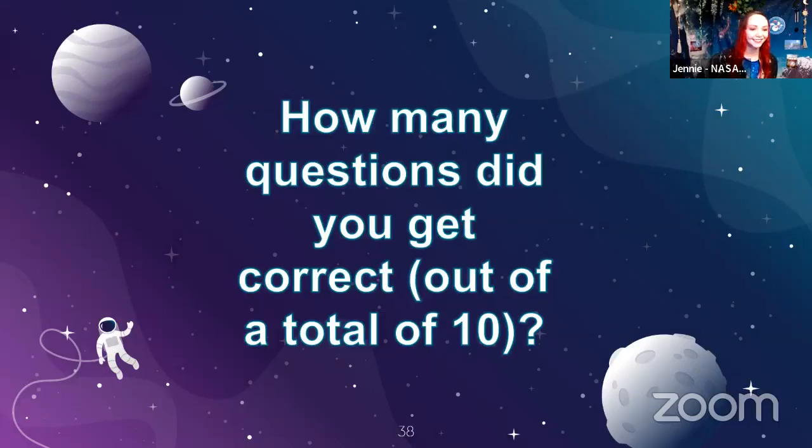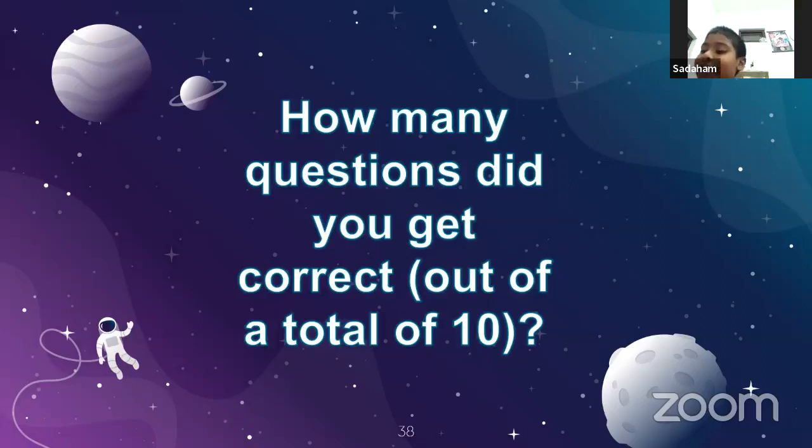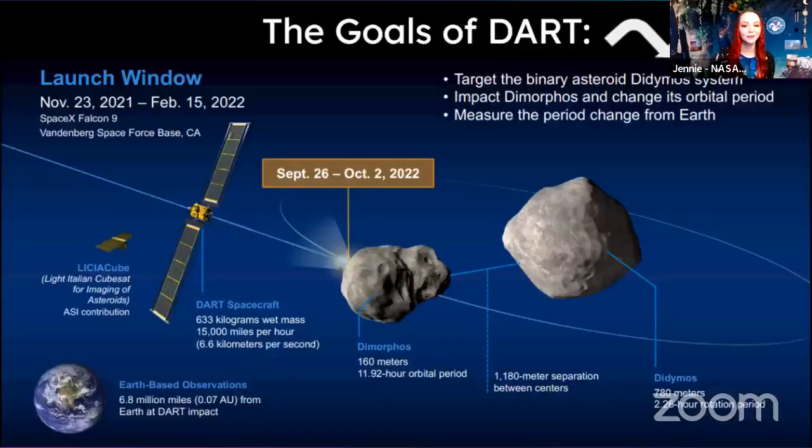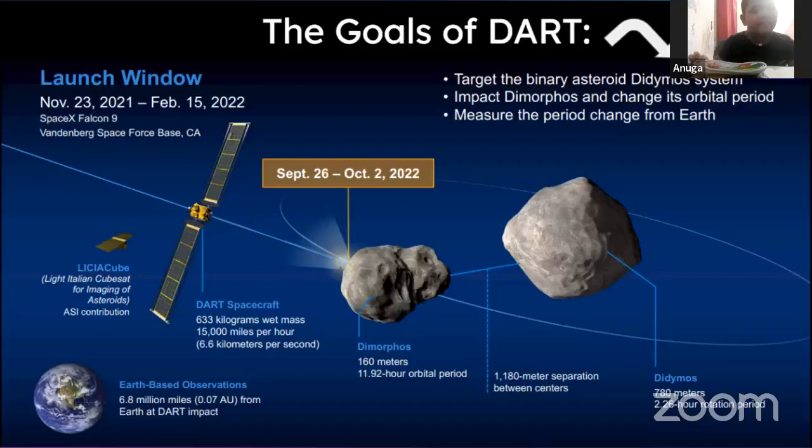Do you have a question? I got 5 correct. Wonderful. Half correct is very, very good. These were difficult questions. Okay, let's quickly then actually talk about the DART mission because that is all about asteroids. So it sounds like many of you know a lot about space rocks already. Let's talk about moving a space rock.